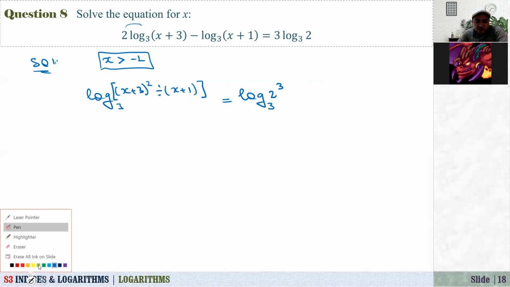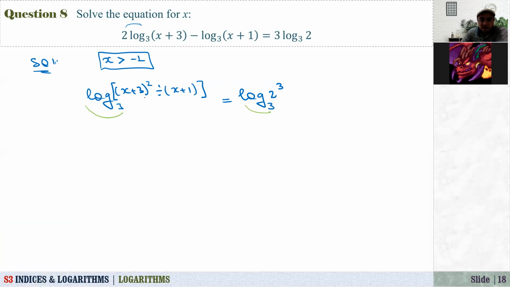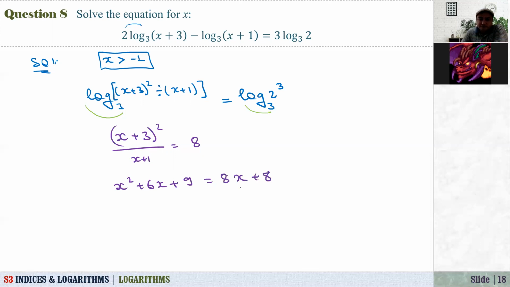Now, if you look at these logarithm parts, they are the same, logarithm of 3 and also logarithm of 3, so we can drop them and change this into another equivalent equation. Actually, it will be a polynomial equation: x plus 3 squared over x plus 1. On the right hand side, 2 cubed, that's equal to 8. If you multiply both sides by x plus 1 and expand this, here we have x squared plus 6x plus 9. On the right hand side, we have 8x plus 8.